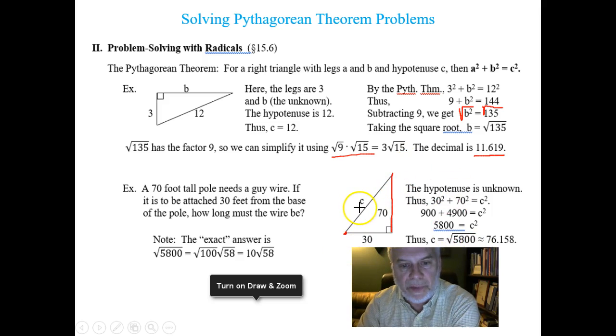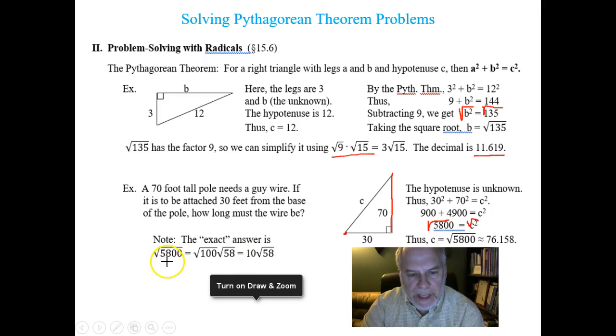So you just have your variable to be c, and 30 and 70 are your legs of the triangle. So 30 squared plus 70 squared equals c squared. 30 squared is 900. 70 squared is 4,900. You add that up, you get 5,800 equals c squared. Then you take the square root of both sides. And the square root of c squared would be just c. So c equals the square root of 5,800.